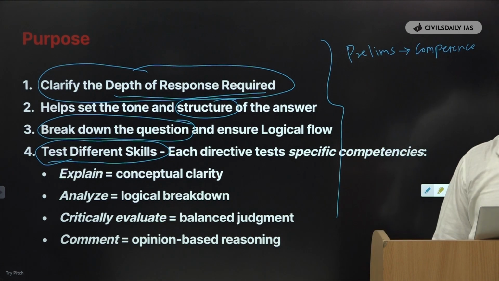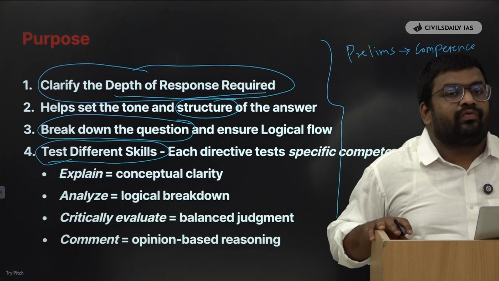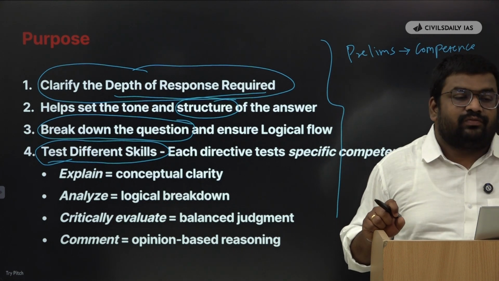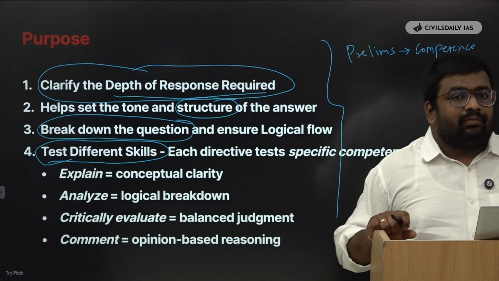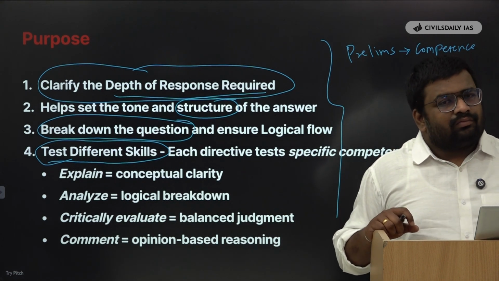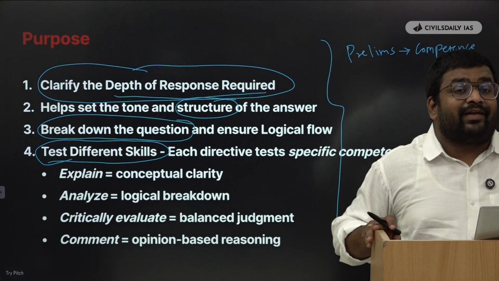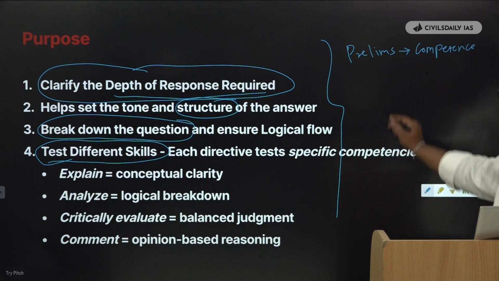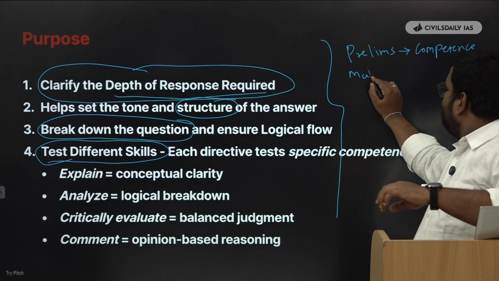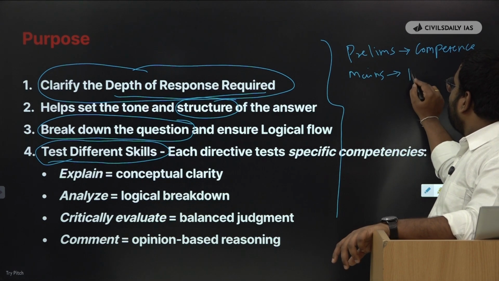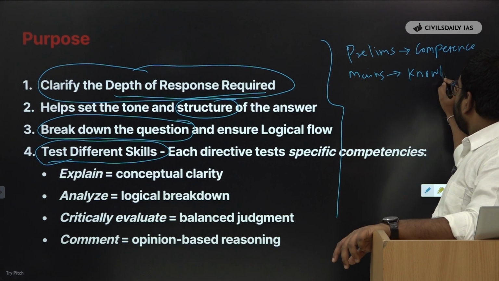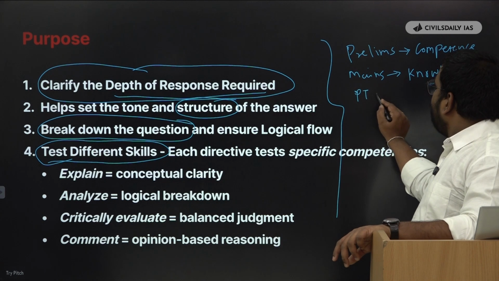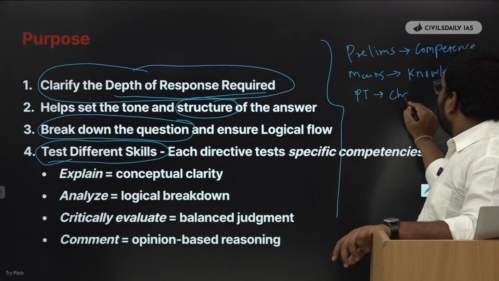That's why even the people who have revised 4 to 5 times or dedicated 5 to 6 months for prelims couldn't clear. But those who have given only 2 months and use the smart techniques, they clear, because prelims is the test of your competence. Mains is the test of your knowledge. And interview or personality test is the test of your character.